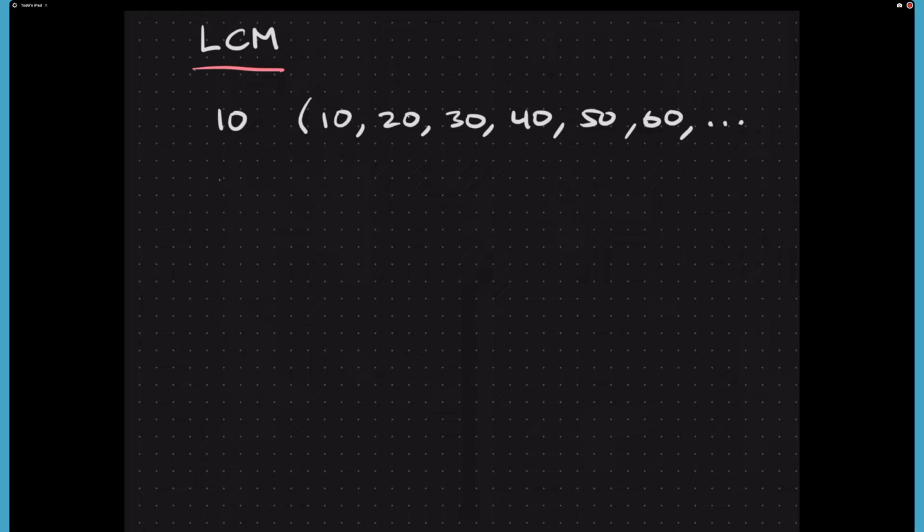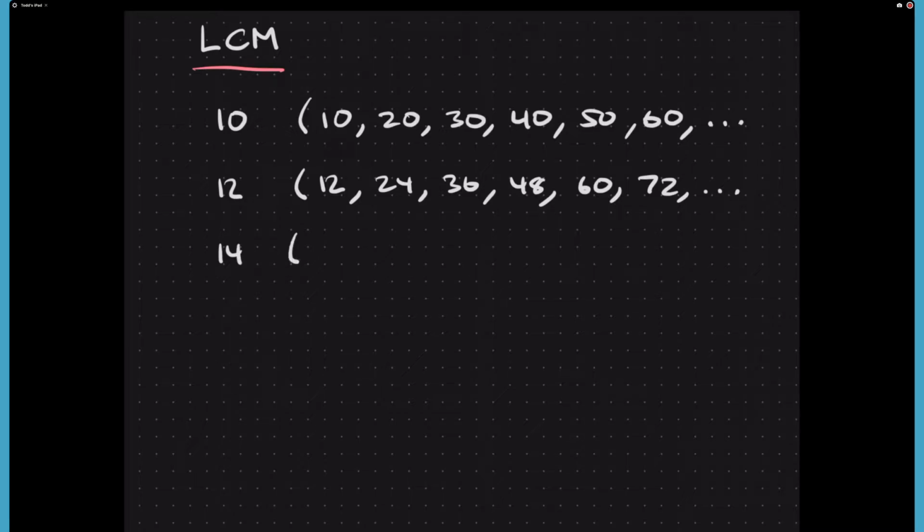We'll try one more, or two more in this case. We'll look at 12. The multiples of 12 are 12, 24, 36, 48, 60, 72, and again, that would continue on infinitely. And finally, we'll look at the number 14, which is going to be 14, 28, 42, 56, 70, 84, and so on.